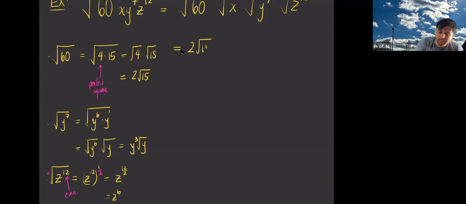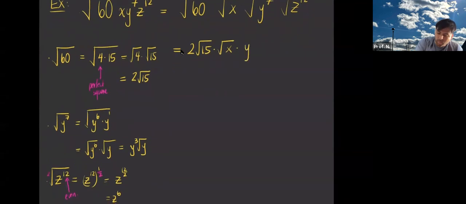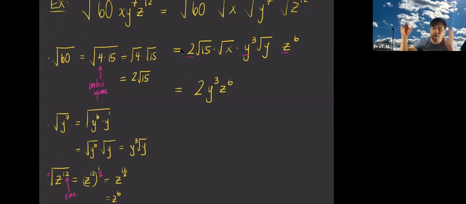I get 2 rad 15 times the square root of x times y cubed times rad y, multiplied by z to the 6th. Remember, this is multiplication, so I can rearrange the order of the operations. I'm going to put all the ones that have no radicals to the left: 2, y cubed, and z to the 6th. So all of these are placed in front. And then everything underneath the radical, I'm going to bunch all together: I got 15, I got x, and I got y. This becomes 15xy.